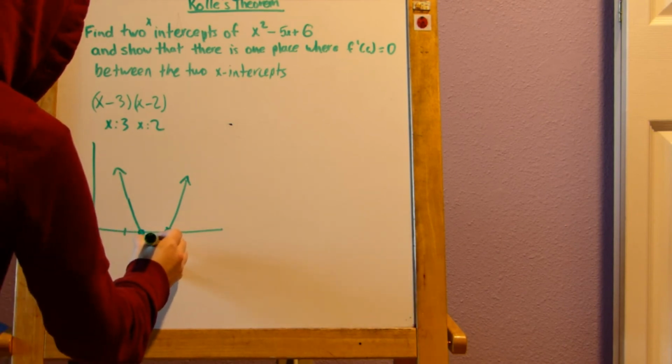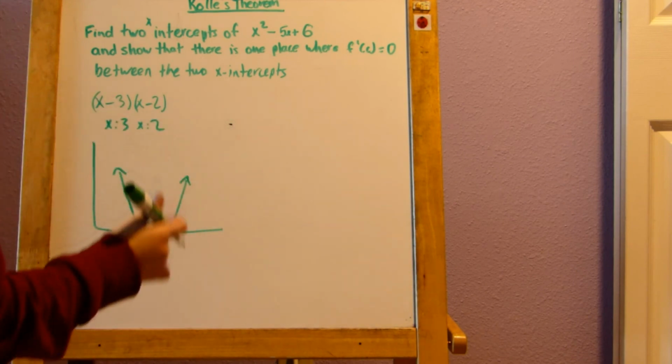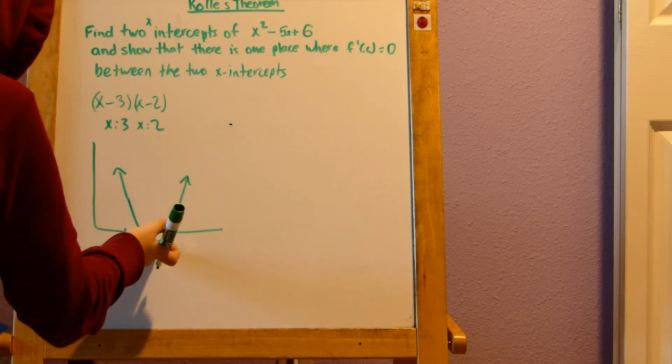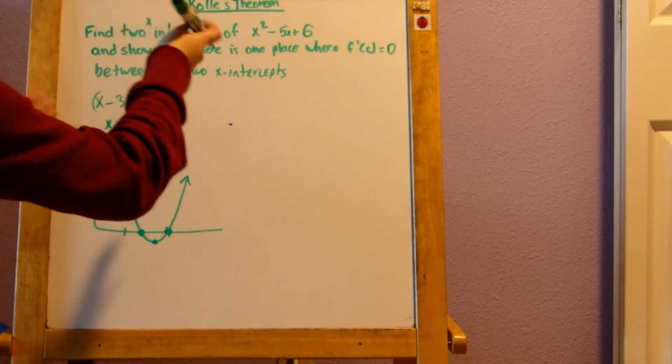More specifically, it's going to be right here. But we can prove that with this theorem. You can't just say, oh yeah, it exists there, but I have no proof to show you. You can use Rolle's theorem.